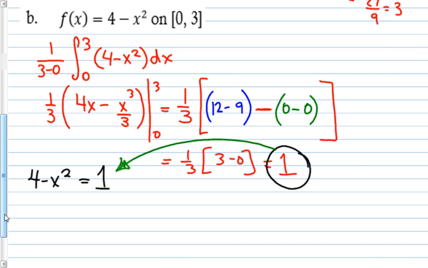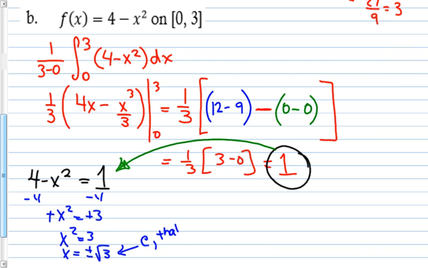Okay, so minus 4 minus 4. Negative x squared equals negative 3. Get rid of the negatives, so I get x squared is just 3. So x is technically plus or minus the square root of 3. And this is my C.